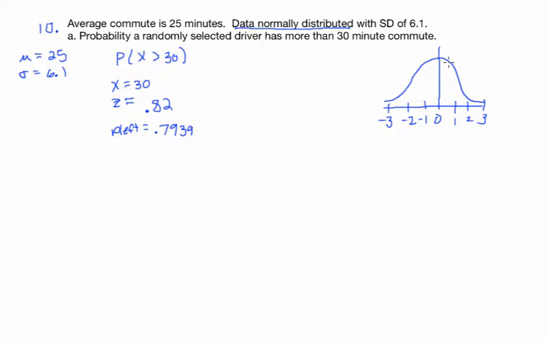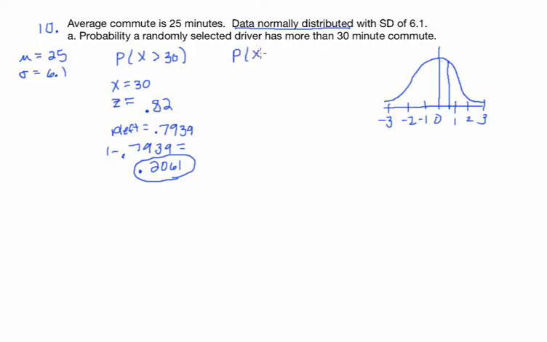So for 0.82, the probability that I'm to the left of that is 0.7938, but I want to the right. I want more than. So I'm going to do 1 minus that. About a 20% chance that you're more than. Let's do part B as well. B asks, what is the probability that I have less than an 18-minute commute?